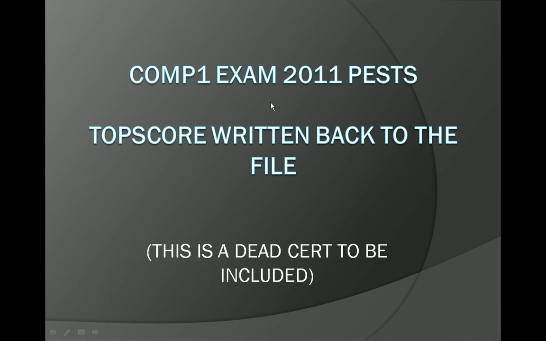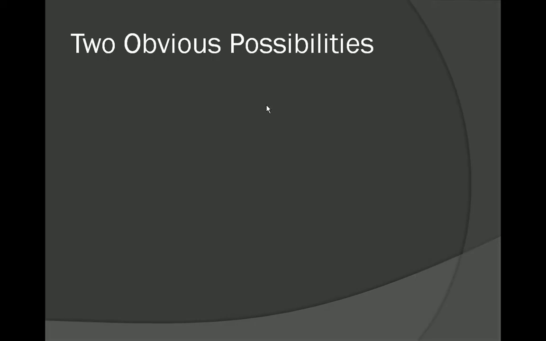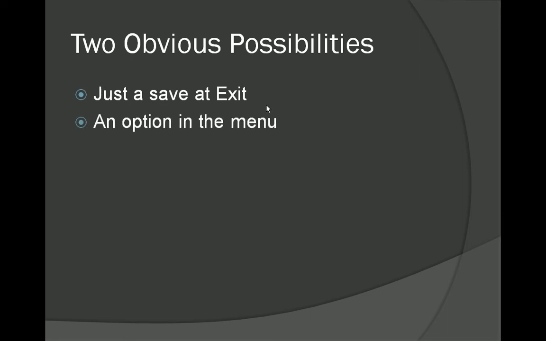Okay, welcome to the next of the Comp 1 2011 exam pests, where we're looking at the cricket dice game, and we're looking at writing the top score array back to the file, so updating it in other words. This is pretty much a dead cert to be included. There's two obvious possibilities about how this could be asked. Being asked to just save it at the exit, so as the last thing, always save it back to the file, or as an option in the menu. Those are two possibilities. I guess that the option in the menu is the most likely one.